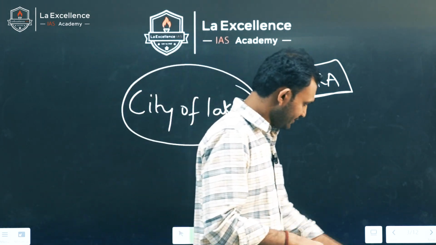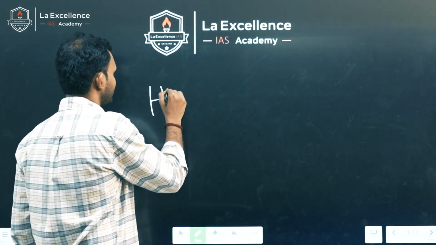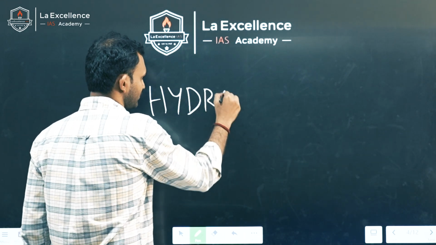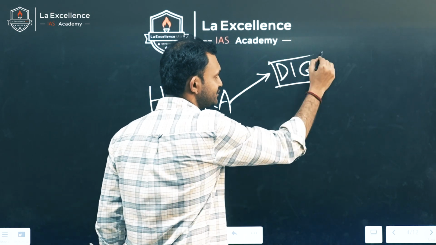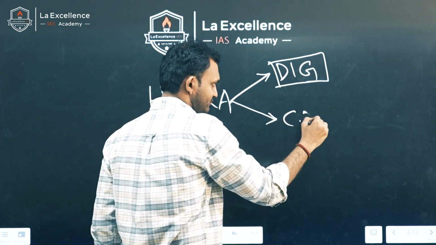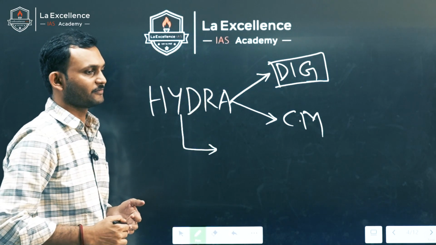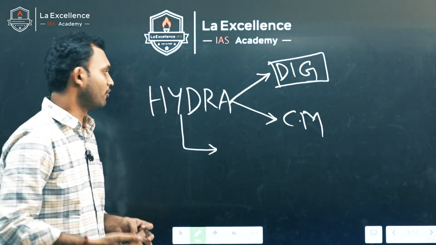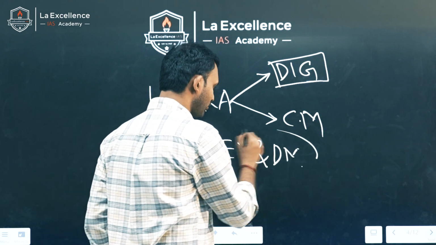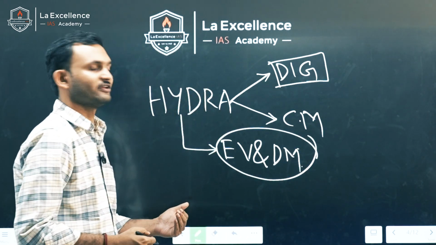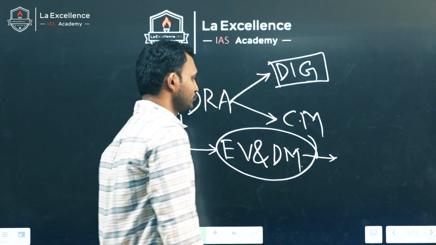Okay, for which there was an executive order passed to create an organization by the name Hydra with a DIG level officer being executive head and the chief minister as chairman. The purpose of this is to bring autonomy from the Greater Hyderabad Municipal Corporation's wing of enforcement, vigilance and disaster management wing. This has been remodeled and it was given the autonomy to protect through mitigative action.